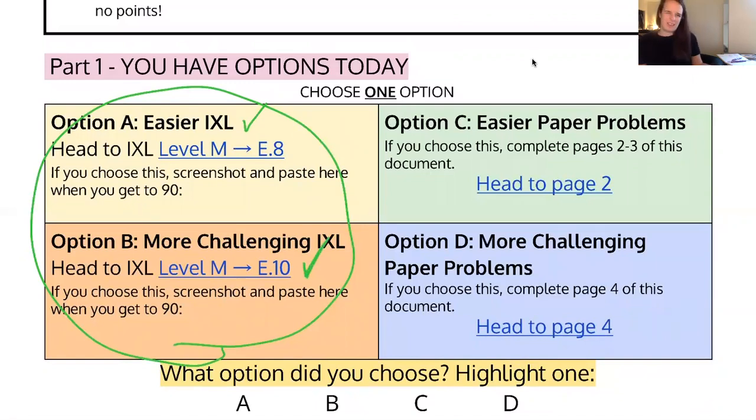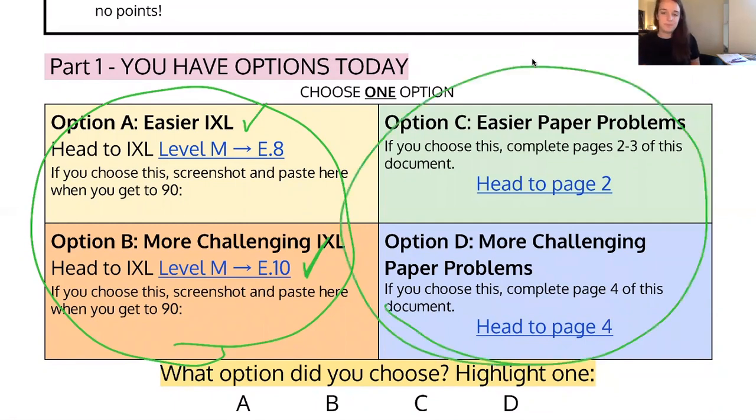If you don't like IXL and you're like, womp womp, I hate IXL, miss, that is why I created option C and option D, which are on paper. So if you choose this, if you want to do the easier problems, they're on pages 2 and 3. If you want to do more challenging problems, you can go to page 4. So I'll show you what those look like.